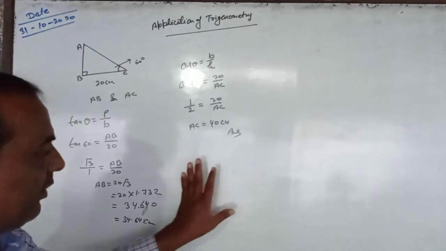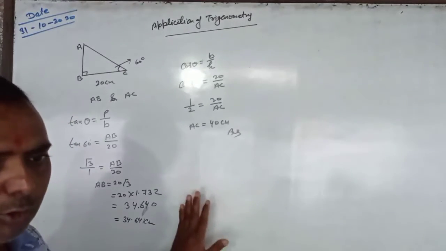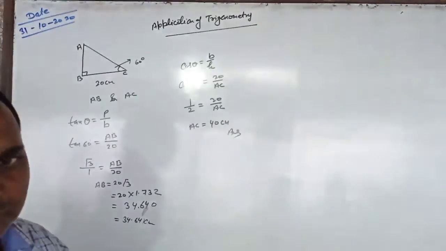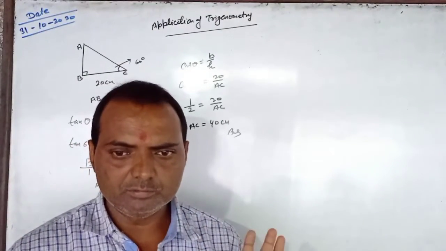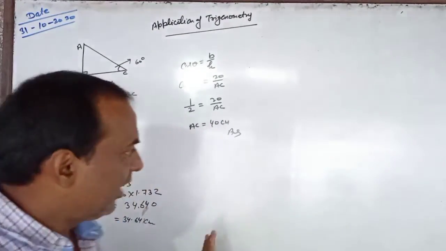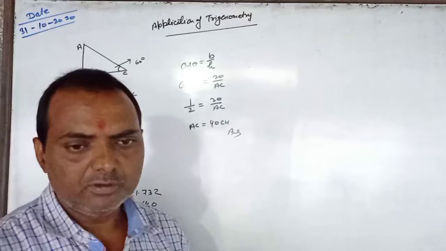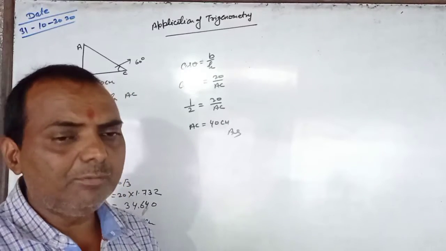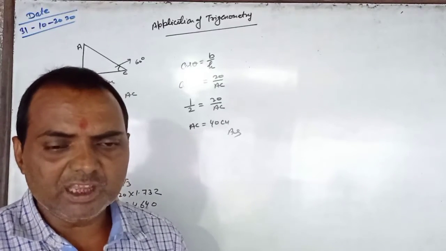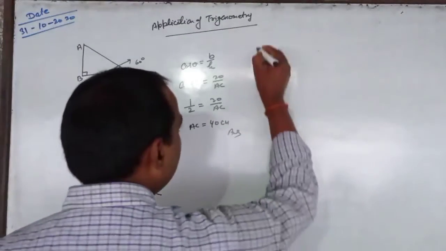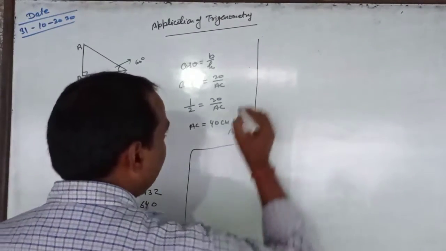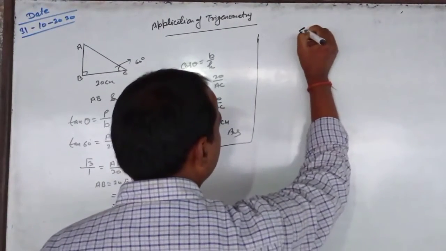It means with the help of trigonometry we can find the other sides if one side and one angle is given. Now on the basis of this process we can solve various applications, various problems as given in your NCERT exercise.